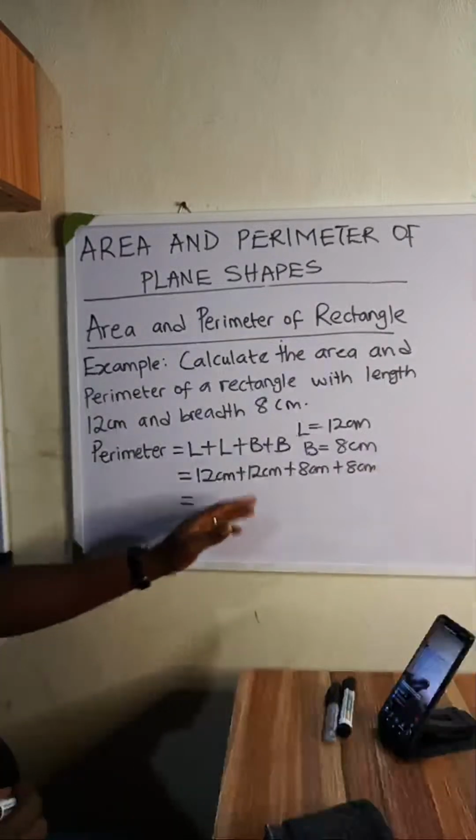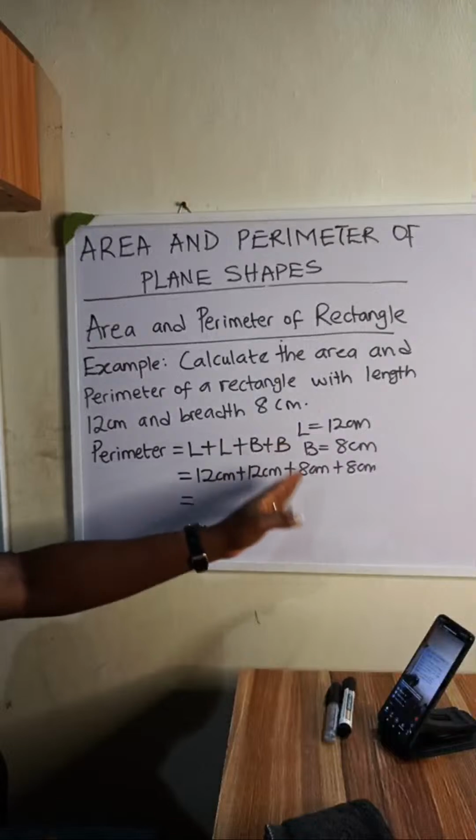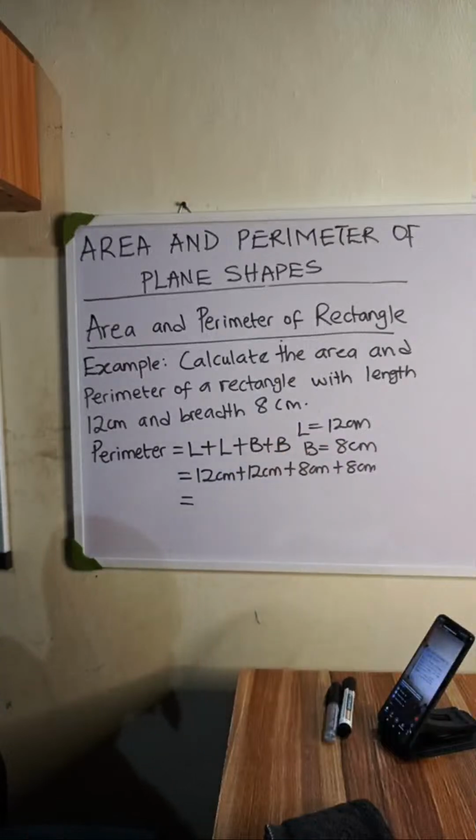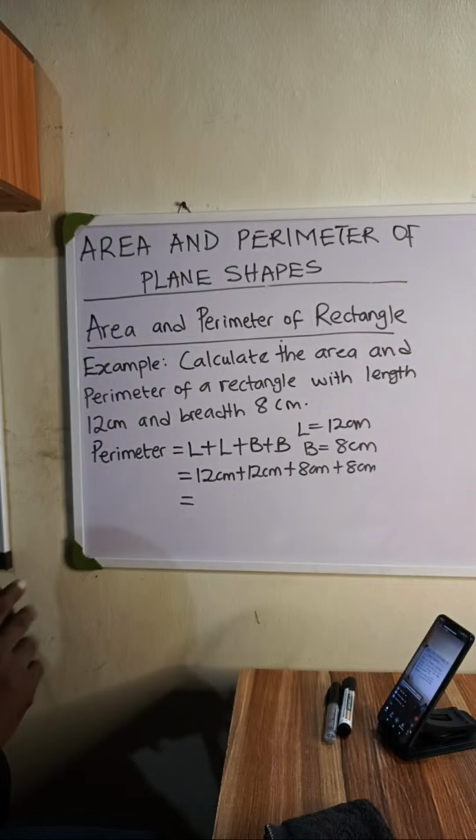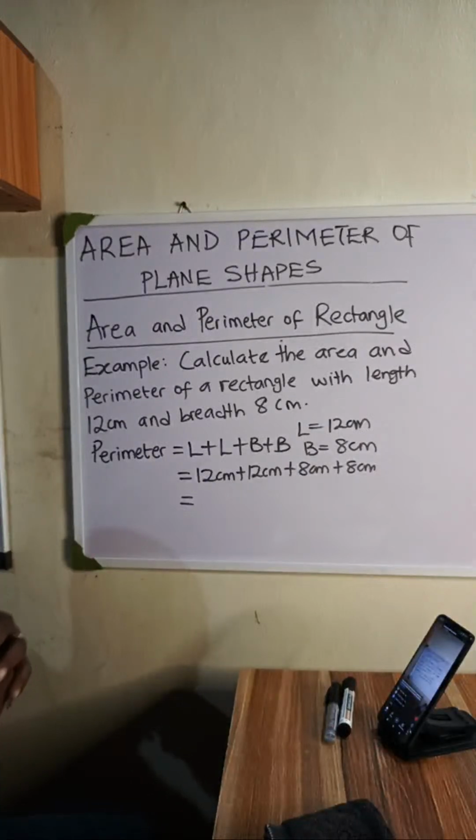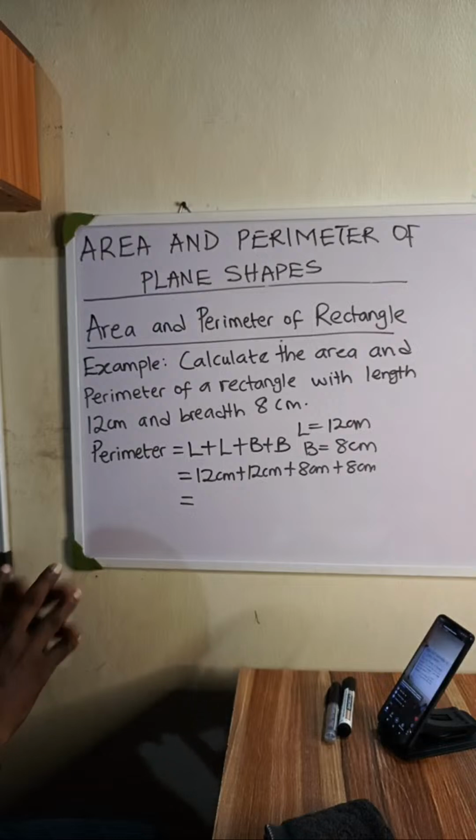So what are we going to get? 12 plus 12 plus 8 plus 8. What are we going to get?